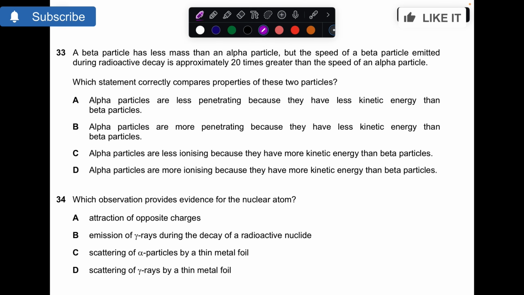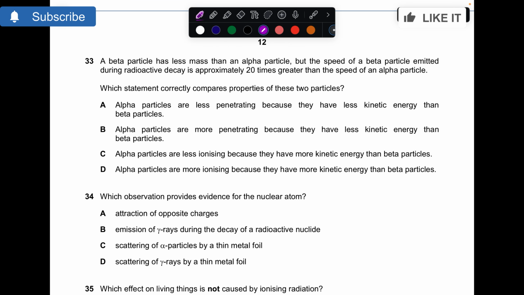Okay, alpha particles are less penetrating because they have less kinetic energy. No, that is wrong. They have more kinetic energy, but they are less penetrating. Alpha particles are more penetrating? That is wrong. Alpha particles are less ionizing? That is wrong. Alpha particles are more ionizing because they have more kinetic energy.